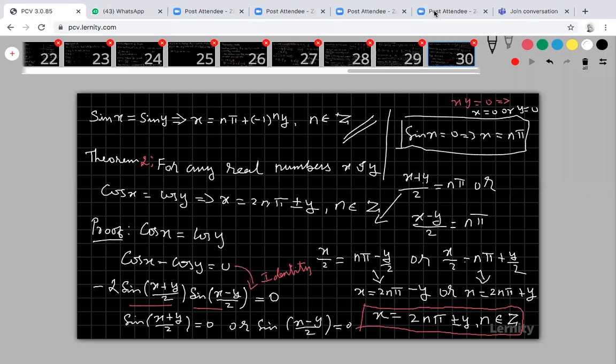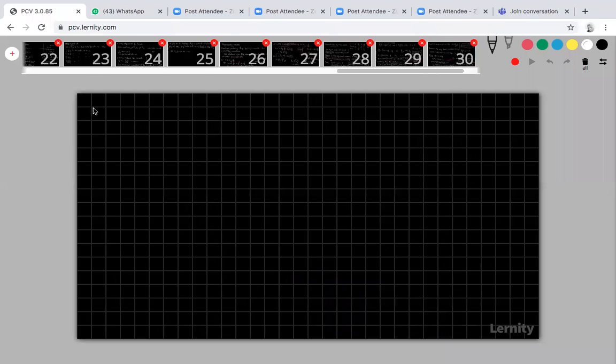Okay, we can take one more theorem. That is tan x is equal to tan y. Yeah, only this. That is the third theorem, the last theorem. Theorem number 3.